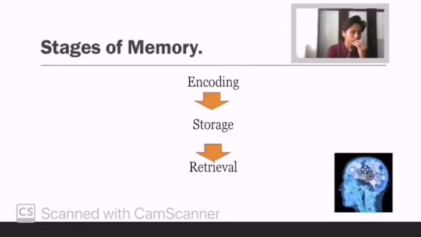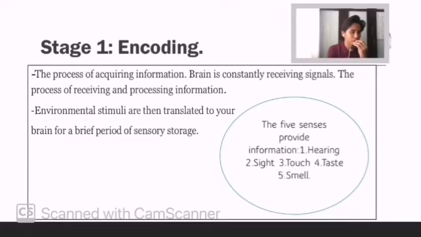Stages of memory: encoding, storage, retrieval. Stage 1 is encoding, the process of acquiring information. The brain is constantly receiving signals, the process of receiving and processing information. Environmental stimuli are then translated to your brain for a brief period of sensory storage. The five senses provide information.